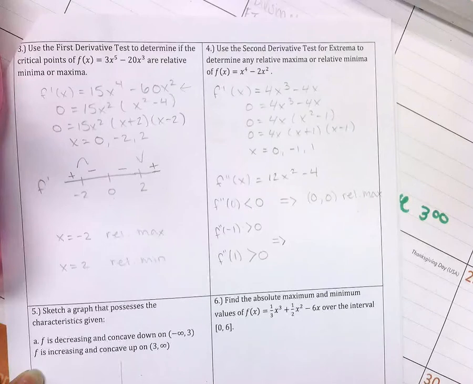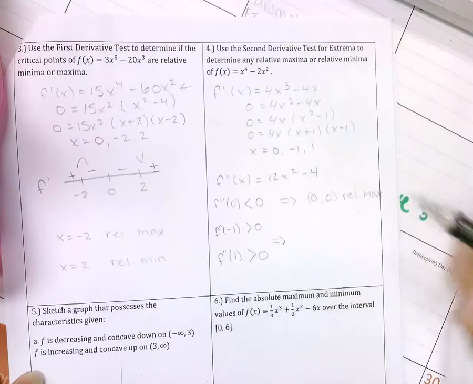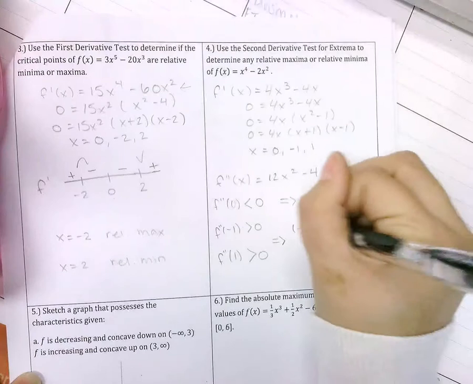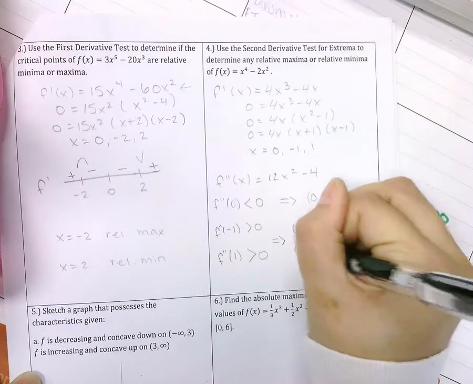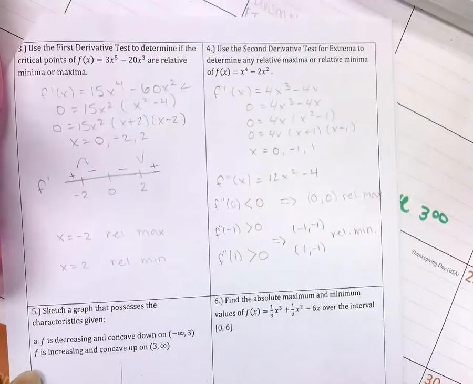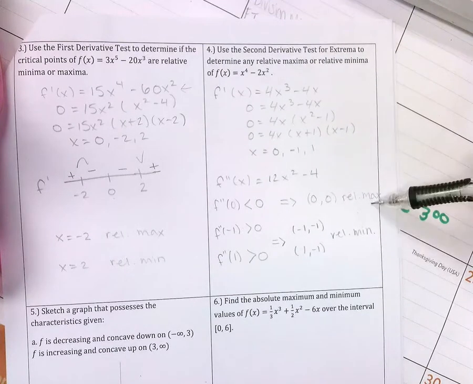Now both of these were greater than 0, so that implies that we have -1, -1 and 1, -1 are both relative minima because the second derivative at those values is greater than 0. It means that the second derivative is positive. It's like concave up, making it a minimum, versus concave down, making it a maximum.